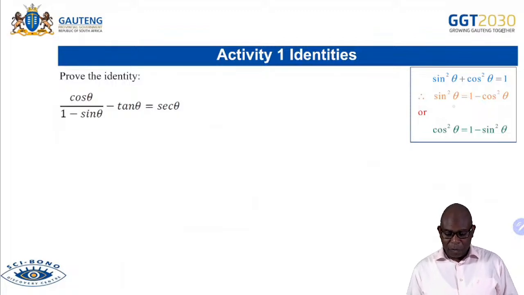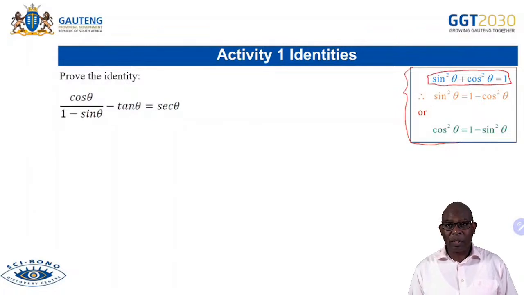So here I've also indicated some of the identities that we have. The famous one, we call it the famous one, you know, sin squared theta plus cos squared theta is 1. So now, how do we work this one out? First of all, I look at the complicated side. Here we only have one ratio, but there we have a lot of ratios.